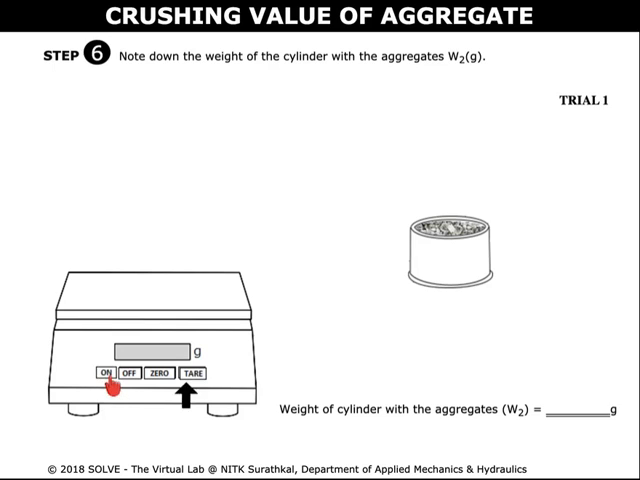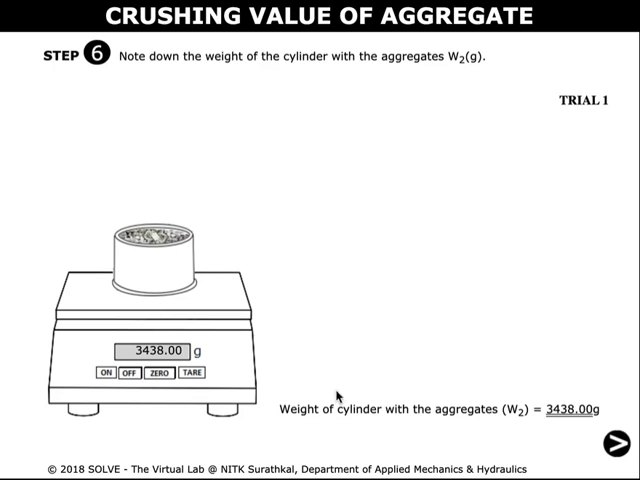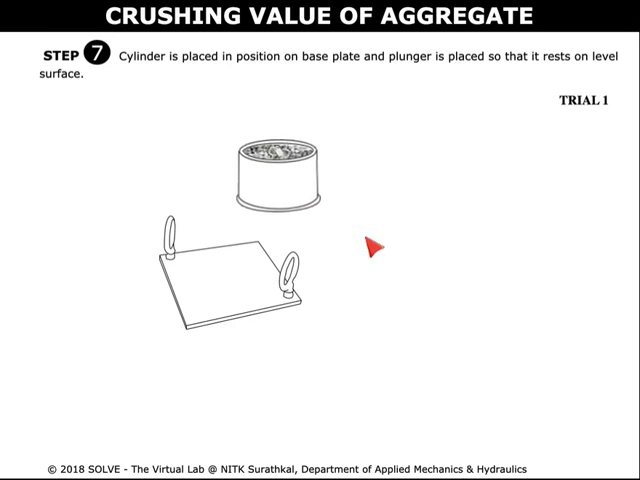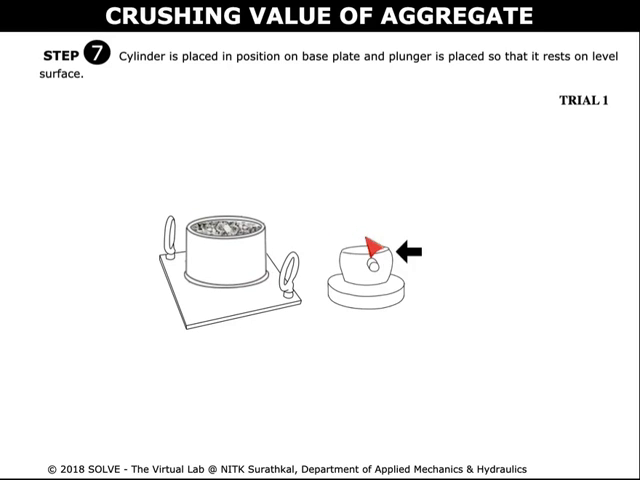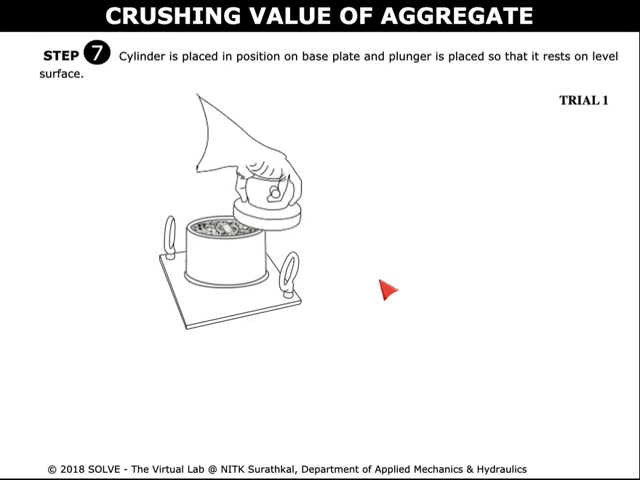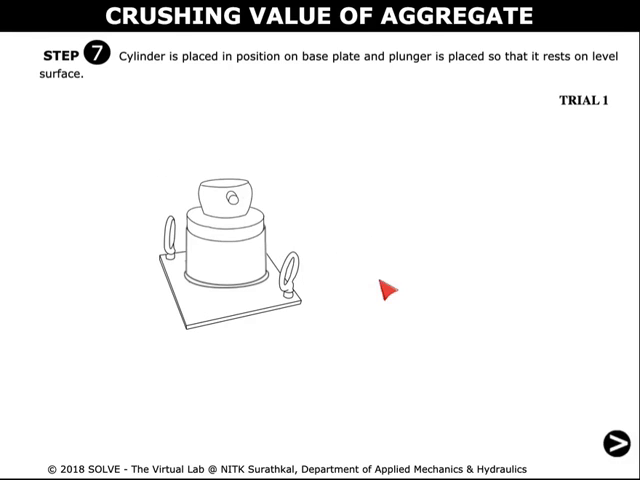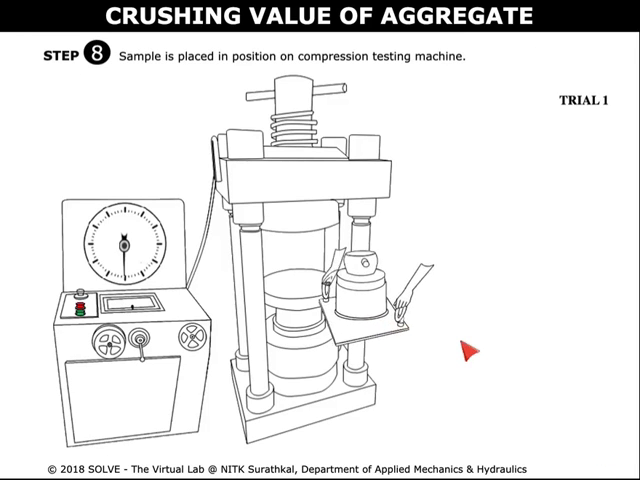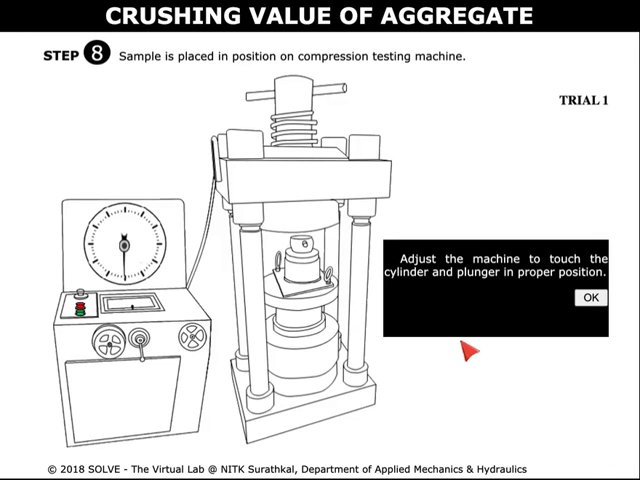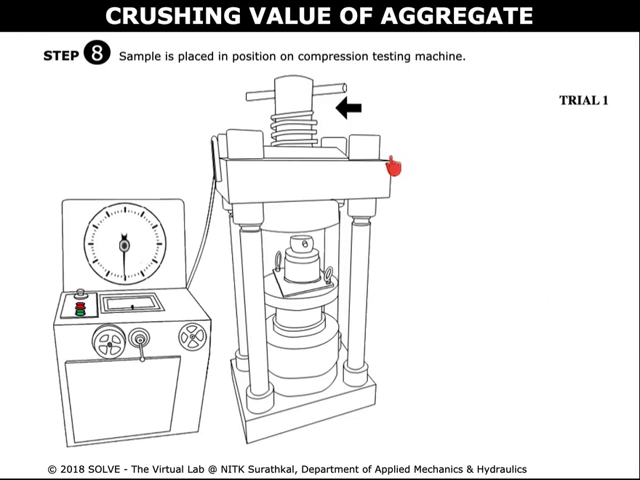Switch on the weighing machine and click on the tare to clear the weight. Click on this and note down the weight of cylinder with aggregates, that is W2. Click here to place the cylinder in position on base plate. Place the plunger so that it rests on surface level position. Click here to place the cylinder in position along with plunger in compression testing machine. Adjust the machine so that it touches the cylinder and plunger in proper position.